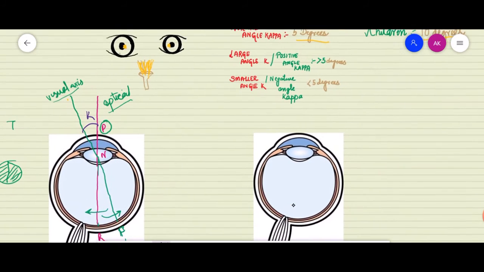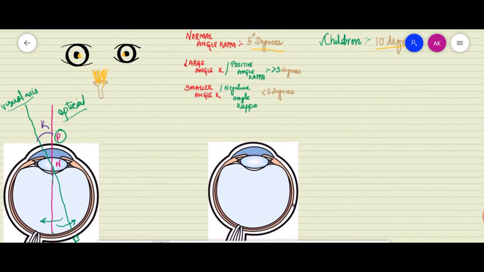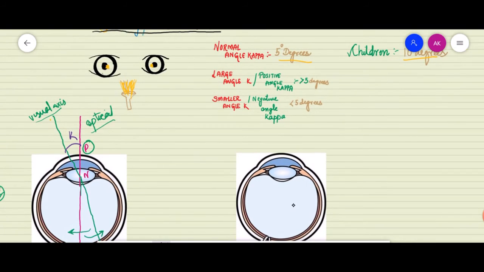Yeah, so in certain conditions there are anomalies, where this angle kappa will keep on changing and differ from the normal variant. Normally we know it is about 5 degrees. Now in certain conditions, if the visual axis is deviated more away from the optical axis, what will happen to the angle kappa? The angle kappa will become large. Okay, and this large angle kappa can also be called positive angle kappa. And what will happen to the value? It will be more than 5 degrees.